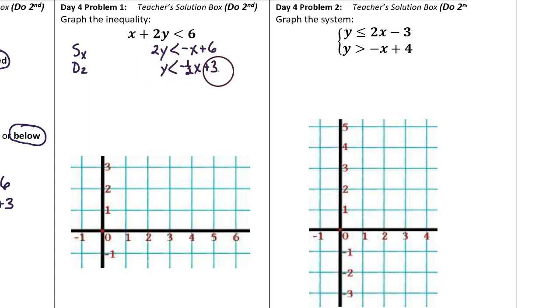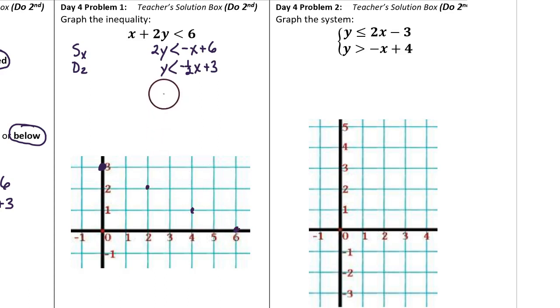This is in slope-intercept form and the y-intercept is 3. So there's a dot here at 3 on the y-axis. The slope is negative 1/2. That's down 1 unit over 2. Down 1 over 2.